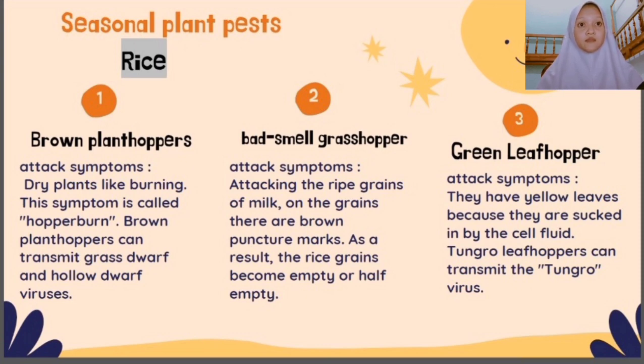2. Stink bug. Attack symptoms: attacking the ripe grains of milk. On the grains there are brown puncture marks. As a result, the rice grains become empty or half empty. 3. Green leafhopper. Attack symptoms: the plants have yellow leaves because the cell fluid is sucked out. Tungro leafhoppers can transmit the tungro virus.